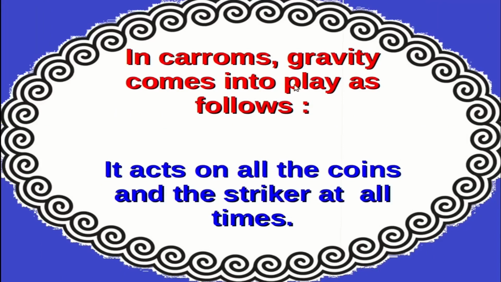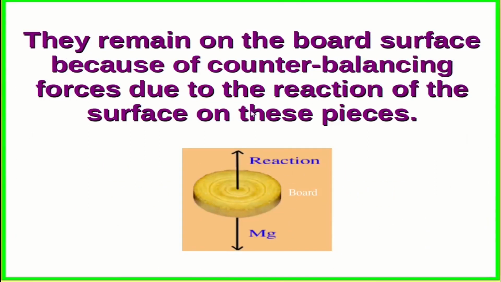In Carroms, gravity comes into play in the following ways. It acts on all the coins and the striker at all times. These remain on the board surface because of the counterbalancing forces due to the reaction of the surface on these pieces. So we have the force due to gravity acting down, and the board counteracts via a reaction which acts on the pieces in the opposite direction. As a balancing effect of these two forces in opposite directions, the coin remains stationary on the board.